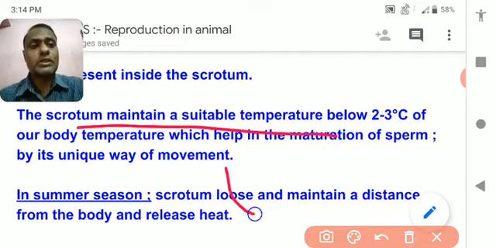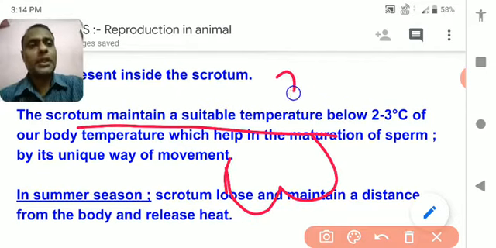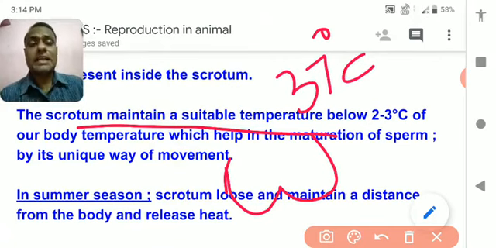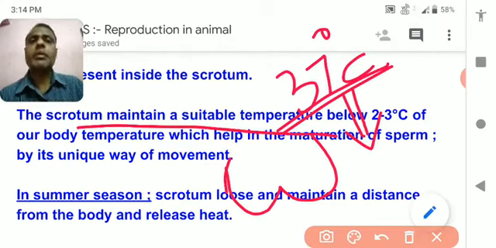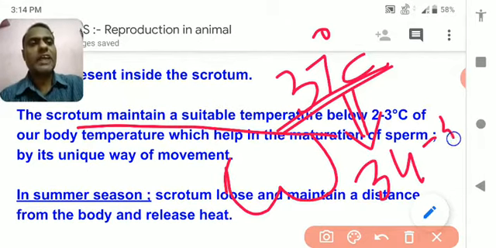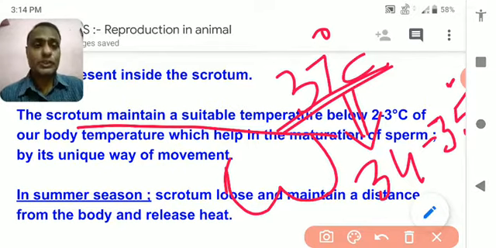The scrotum is present outside the body. The body's temperature is set at 37 degrees centigrade, 37 degrees Celsius. But this temperature is not suitable for the maturation of sperm. Maturation of sperm needs a temperature 2 to 3 degrees less than body temperature. That is, it needs 34 to 35 degrees centigrade, or Celsius, for maturation.